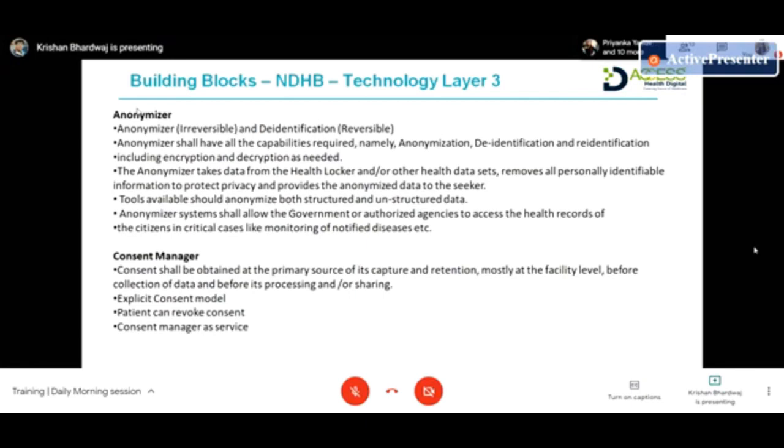And the fourth thing they talk about, even this we have to work on, is consent manager as a service.